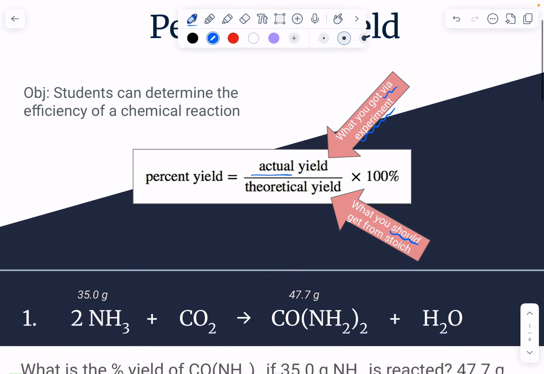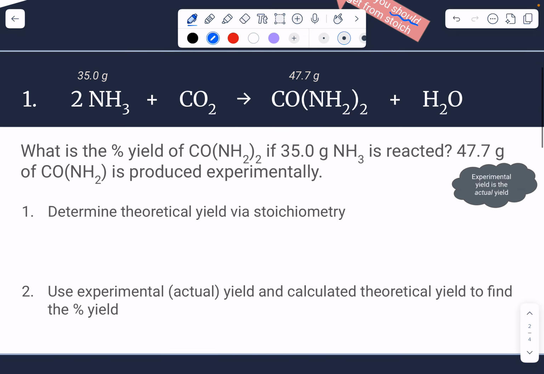So let's say we're looking at this first one. This is kind of our easier of the examples. The question is asking us to solve for the percent yield if we have 35 grams of NH3 that's reacted, and we're being told that we produce 47.7 grams of our product. I have these written up here just so they're kind of out of the way.